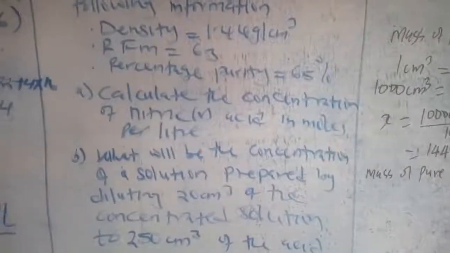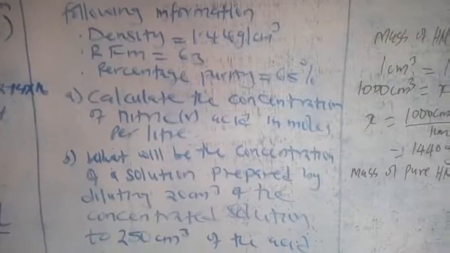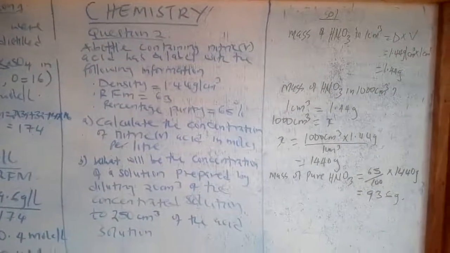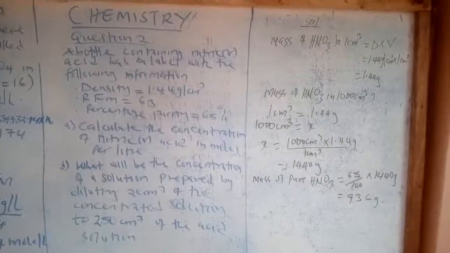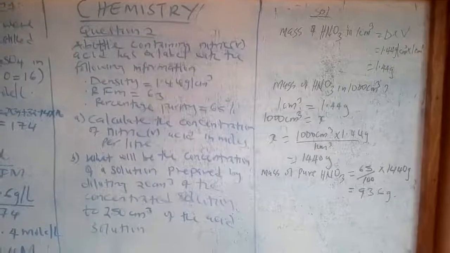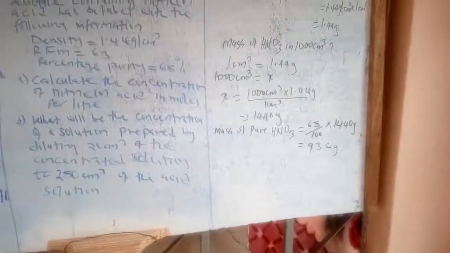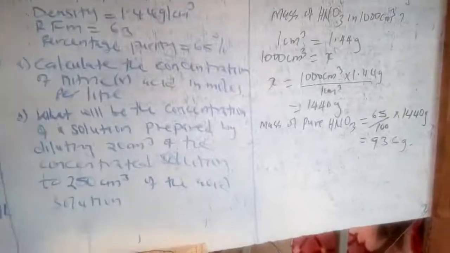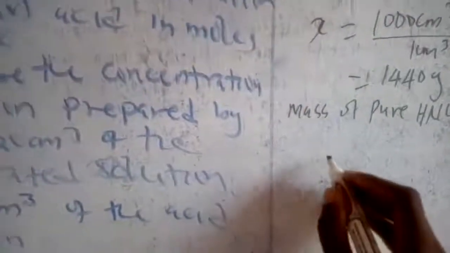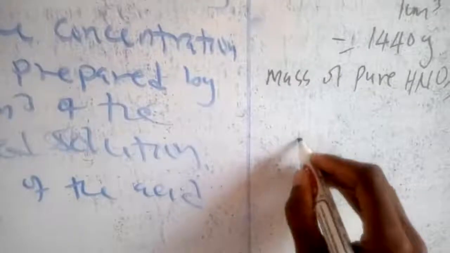And now, as far as the first part of the question is concerned, you are supposed to calculate the concentration of nitric acid in moles per liter. If the mass in 1 liter of pure nitric acid is 936, then you ask yourself, what about the molarity? You will write the molarity.